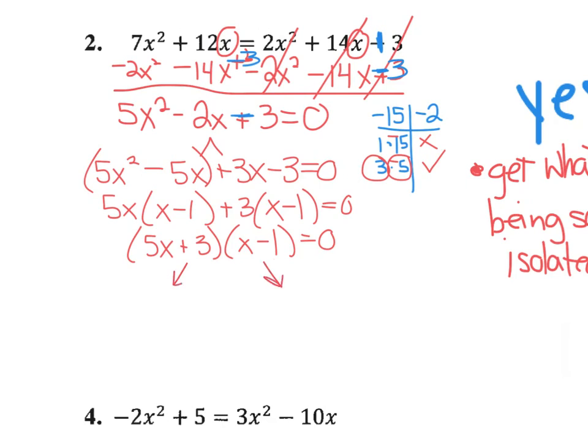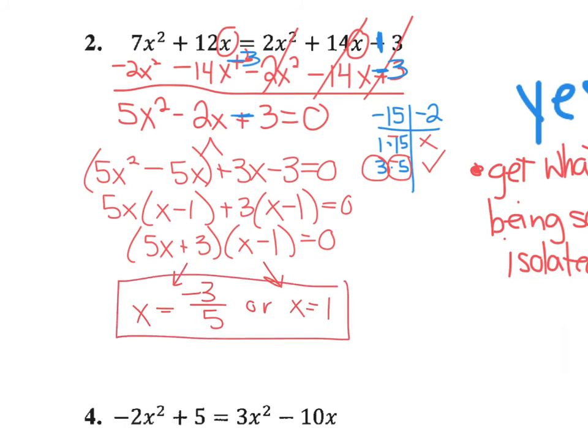Zero product property, let's set these equal to 0 and solve for x. So I'm going to get x equals negative 3/5, or x is going to equal positive 1. And both of those answers are exact because negative 3/5 is negative 0.6. So even if I write that as a decimal, I'm not approximating anything. That is exactly negative 0.6. So I'm done with that problem.